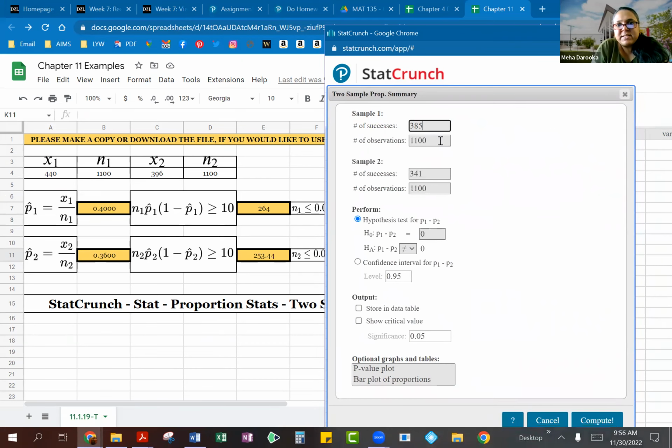Okay, so let's change these numbers from our example. The first one, we had 440 out of 1100. And then the second one was 396 out of 1100. And then, of course, we need to set up our hypothesis test. So this will be the equal to, and this would be the not equal to.